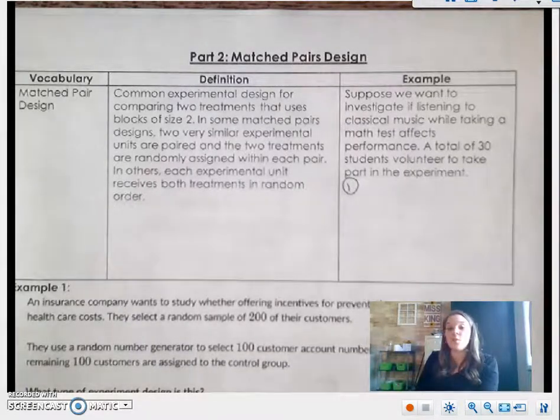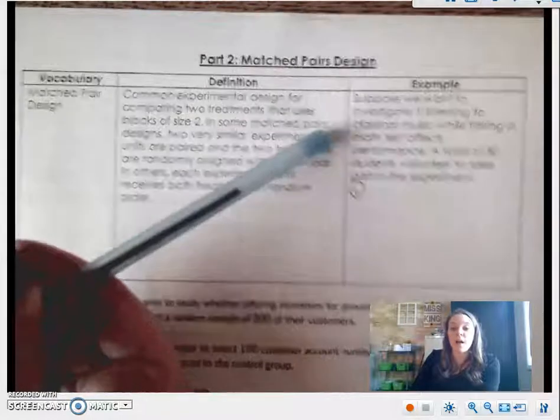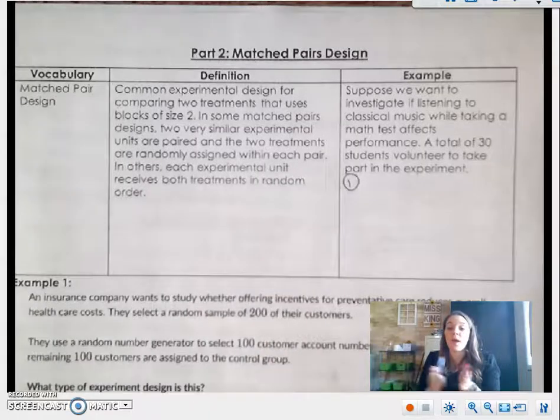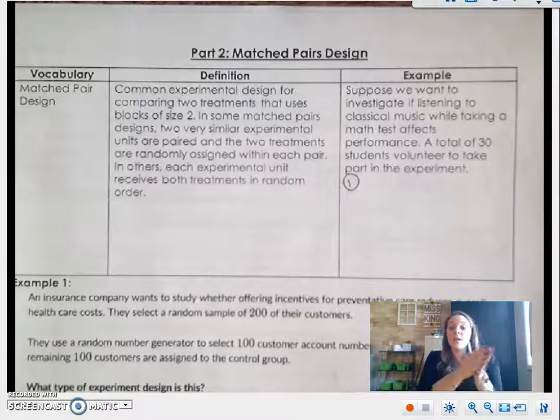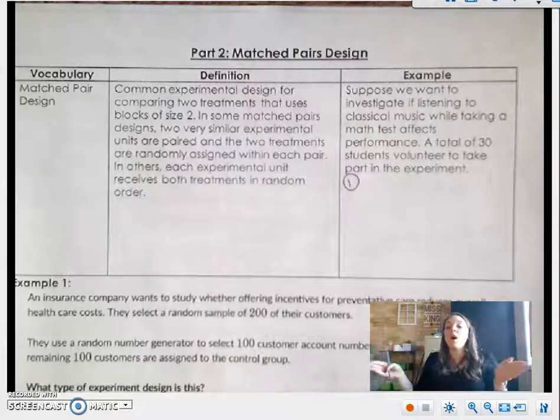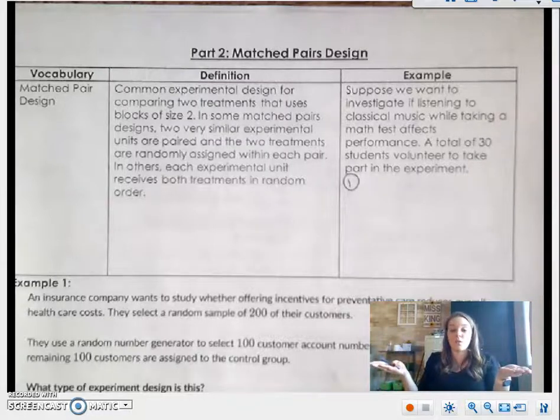So for example, if I wanted to investigate classical music on test performance, I would want to pair up my top 2 students and compare them to each other, and then compare my next 2 students, the next 2, and the next 2. You would not want to compare your highest performing student with your lowest performing student, because your highest performing student is going to perform higher no matter what, whether they're listening to classical music or not listening to classical music.